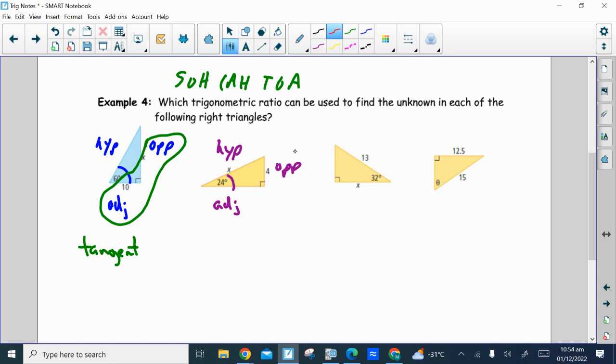So in this case, we're given the 4, which is the opposite. We want to find x, which is the hypotenuse. In this case, we're using the hypotenuse and the opposite. Only one ratio uses those two sides only, and that is the sine ratio. The SO part tells us that sine is opposite over hypotenuse. Cosine uses hypotenuse but not opposite. Tangent uses opposite but not hypotenuse. Only the sine uses those two sides. So this would be the sine ratio.